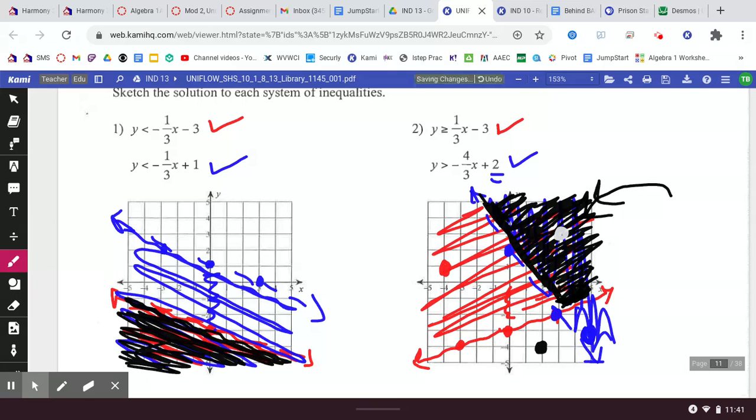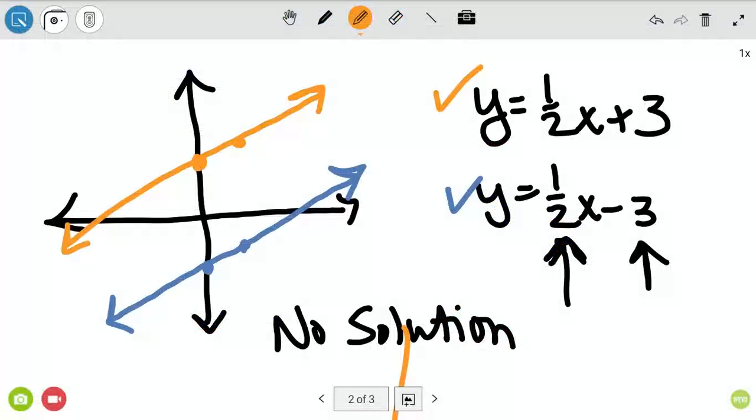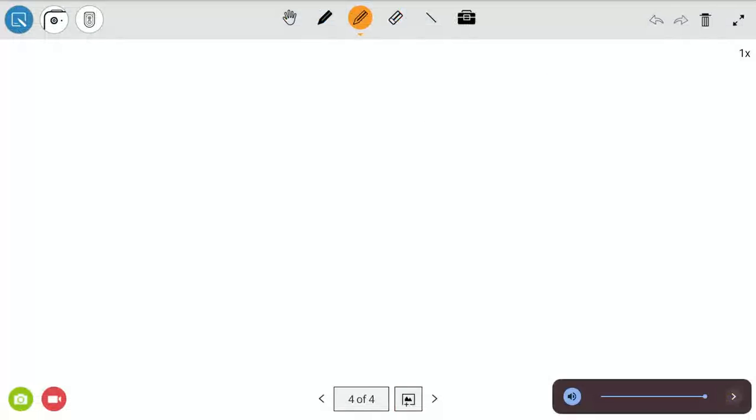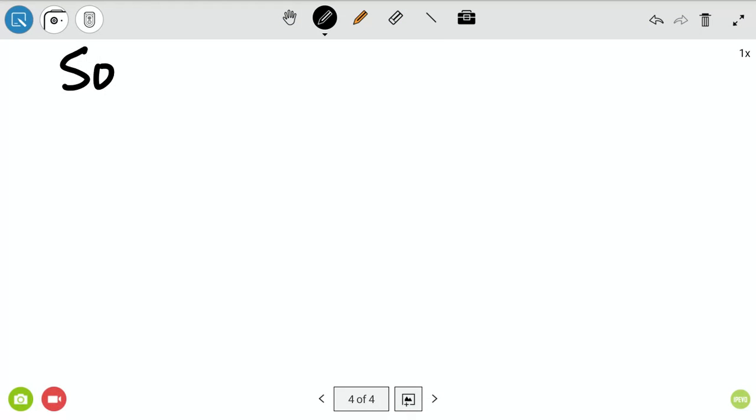So when you have parallel lines, okay, you have three options, and I'm going to cover one of them here in just a second. Actually, I'll do it now since we're already on it. So I'm going to come over here and use a blank one. So with system of inequalities, you have three options here.